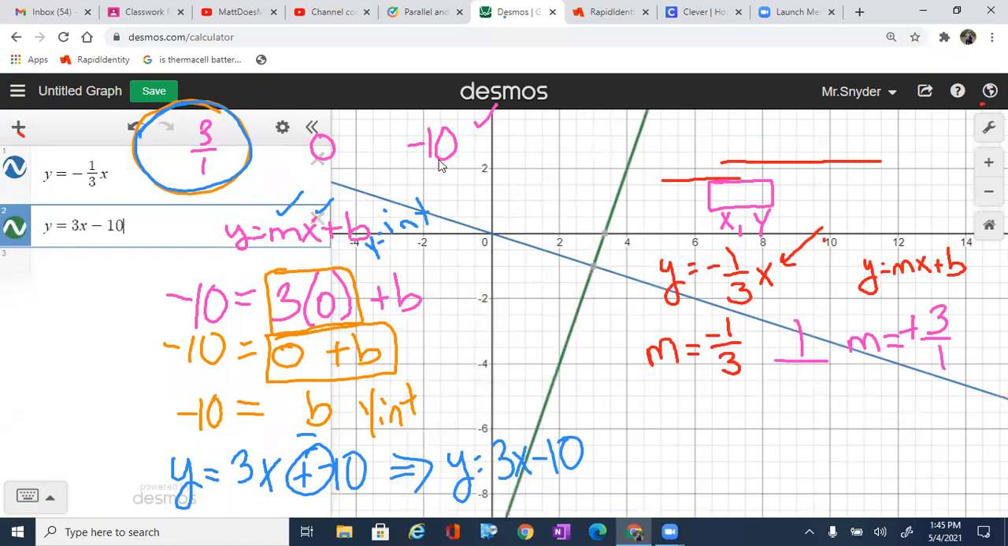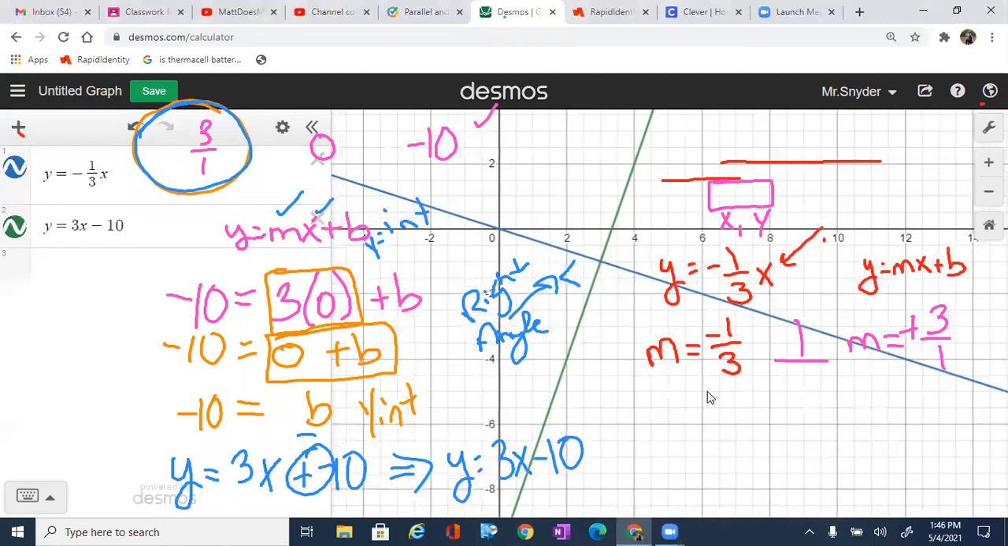Now, one thing you should be able to see just by looking at it is that it looks pretty close to a right angle, which we know is the same thing as two lines that are perpendicular. A right angle is formed by perpendicular lines. The other thing we need to check is, does it go through the point 0, negative 10? So I'm going to look for 0, negative 10.